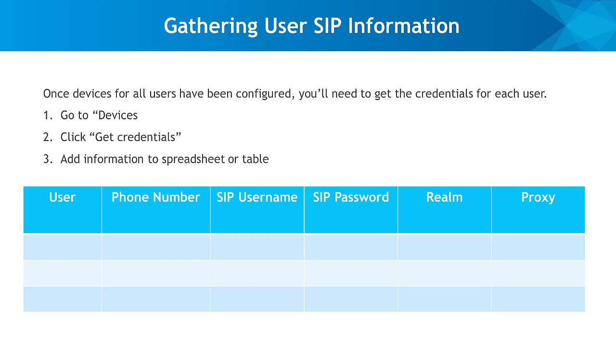Once new devices have been configured, you'll need to collect SIP credentials for each new device to configure the Call to Teams service. To do this, follow the steps listed on this screen. We recommend using a spreadsheet or table to track this information.